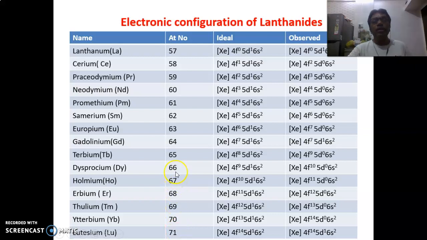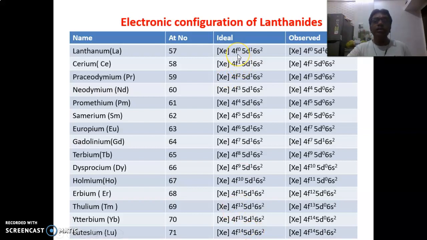Now the elements of the lanthanide series have two types of electronic configuration: ideal electronic configuration and observed electronic configuration. According to the ideal electronic configuration, the 5d1 6s2 energy levels remain constant, and according to the observed electronic configuration, the 5d0 6s2 energy levels remain constant. So let us see the ideal electronic configuration. As we know, 5d1 6s2 remains constant, so we cannot change these energy levels. It remains the same from lanthanum to the last element lutetium.